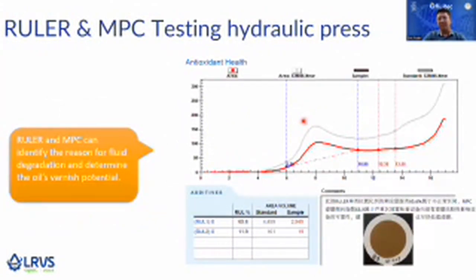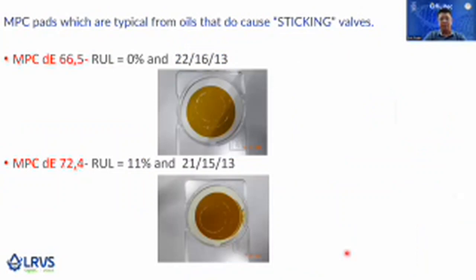This is an example of the RULER and MPC test on a hydraulic press. You can see in the small picture here, this hydraulic fluid has a 63.9 varnish tendency. It had high soft contamination deposits and also a high particle count, causing these sticking valve issues. You can see the MPC delta E was 66.5, and the RULER showed no remaining antioxidant additive, and also a high particle count.